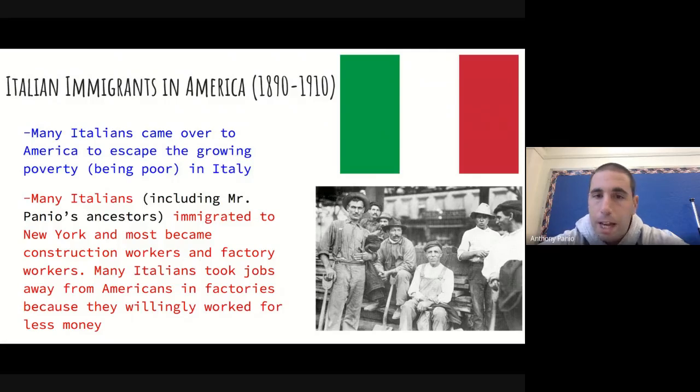All right? So we got the Irish, we got the Italian, and then we got one more group. And this group was a lot different than the Irish and the Italian because of where they came from. All right, and that last group is the Chinese.